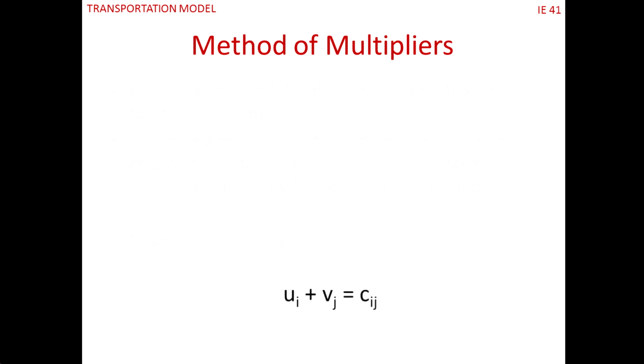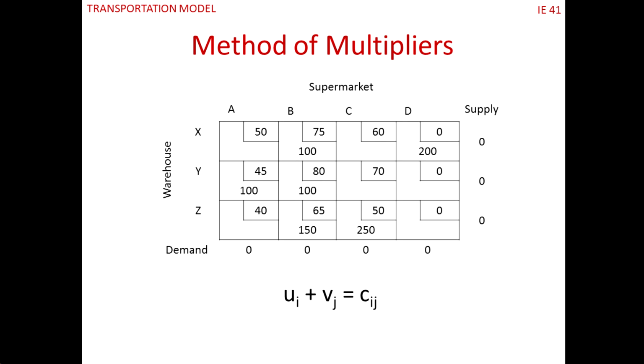Let us demonstrate the method of multipliers in our problem. We will use the starting solution resulting from VAM. Notice that we set ux instead of u1 to be 0. Since ux is equal to 0, vB and vD must be 75 and 0 respectively, in order for the basic variable condition to hold. Since yB is equal to 75, uY and uZ must be 5 and negative 10 respectively. Since uY is equal to 5, vA must be equal to 40. Finally, since uZ is equal to negative 10, vC must be equal to 60.